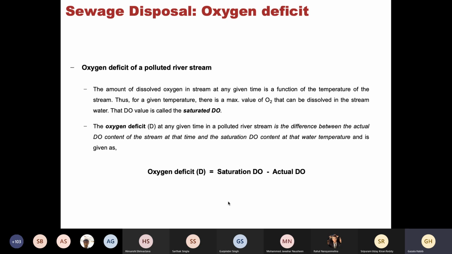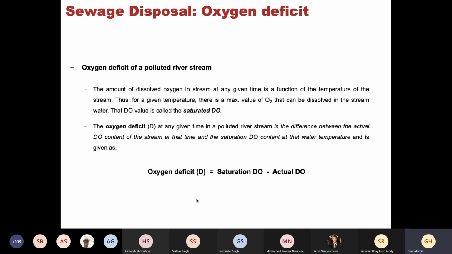There would be some maximum or saturated oxygen level of that river body, right? So that saturated oxygen level will go down, right? So at a certain time, the actual dissolved oxygen can be determined. So the difference between actual dissolved oxygen and saturated DO is known as the oxygen deficit of the river at a particular time.